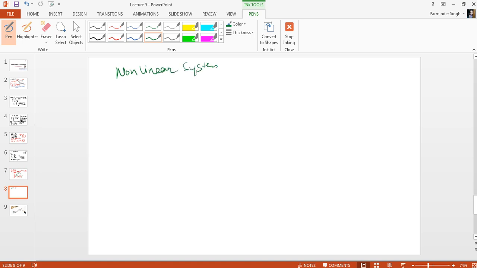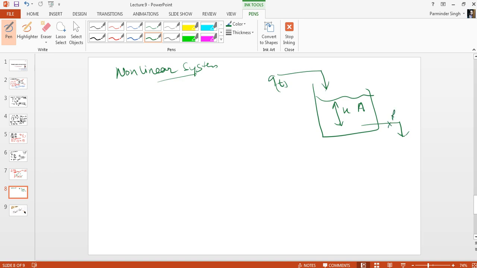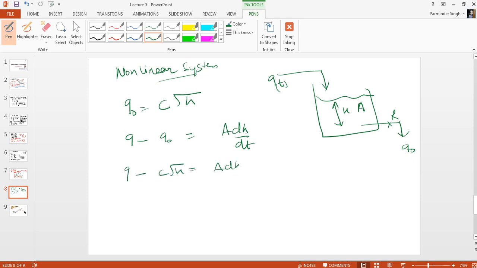Now in the non-linear system, the input and the output are there as it is. There is a head, there is a cross-sectional area A, input is q, there we have a resistance, and the output q naught. But now the output varies with the square root of the head. Clear? Now in this we'll write the balance, that is q minus q naught is A dh by dt. We substitute the value of q naught, which is c under root of h, so it becomes A dh by dt.